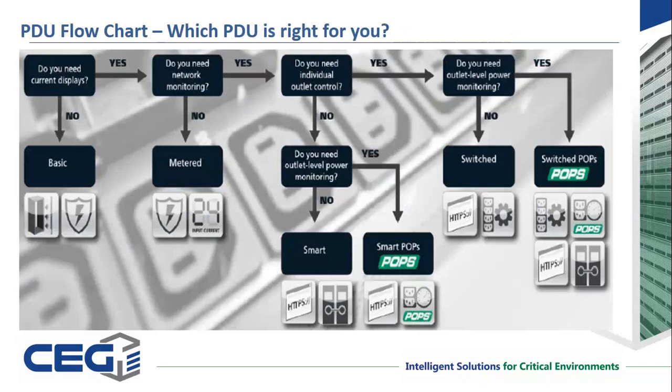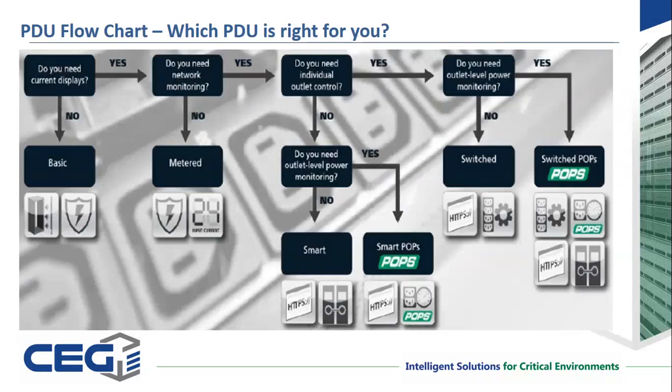These kind of questions. Do you need current displays? If the answer is no, a basic power strip is what you want to hone in on. If the answer is yes, then let's ask if they want a network connection for network monitoring. If they don't need a network connection, we're going to quote a metered option. If they do need a network connection, now we've got a couple more questions. Do you want outlet level control? Do you need power outlet level monitoring?